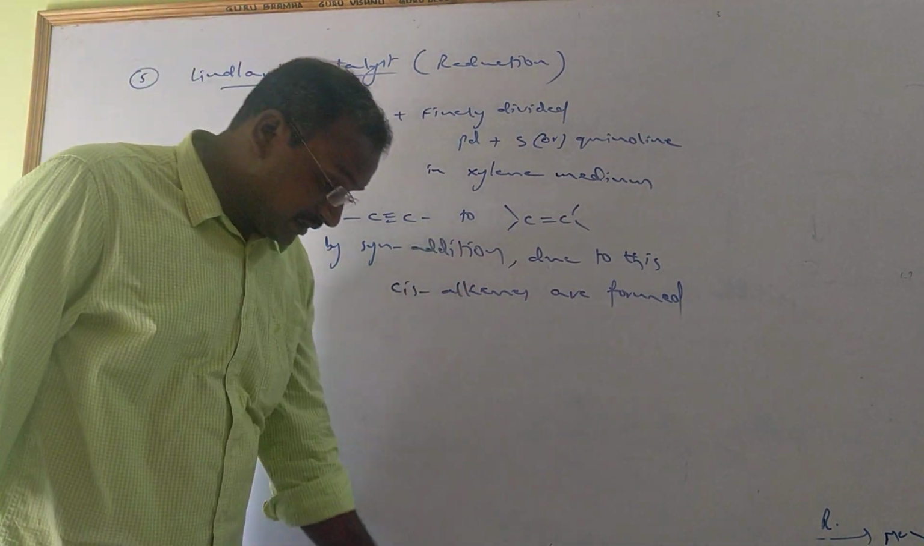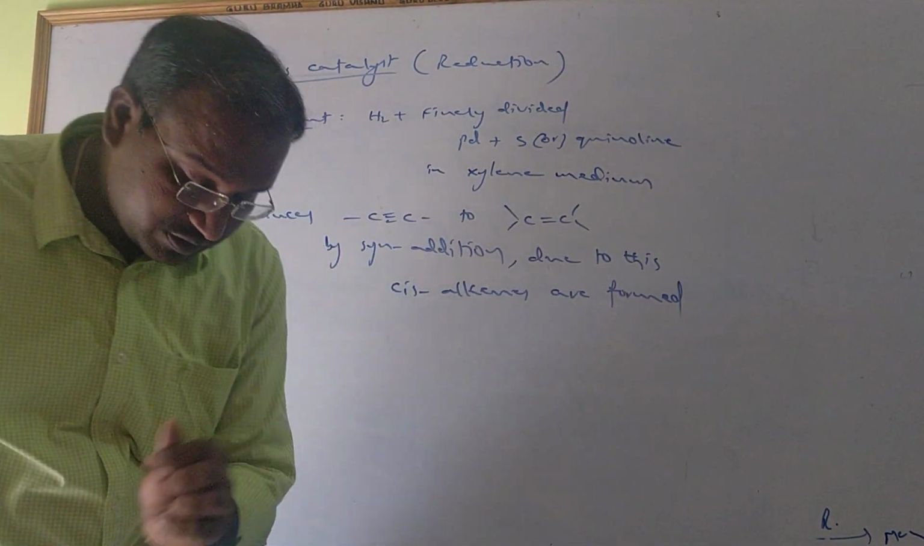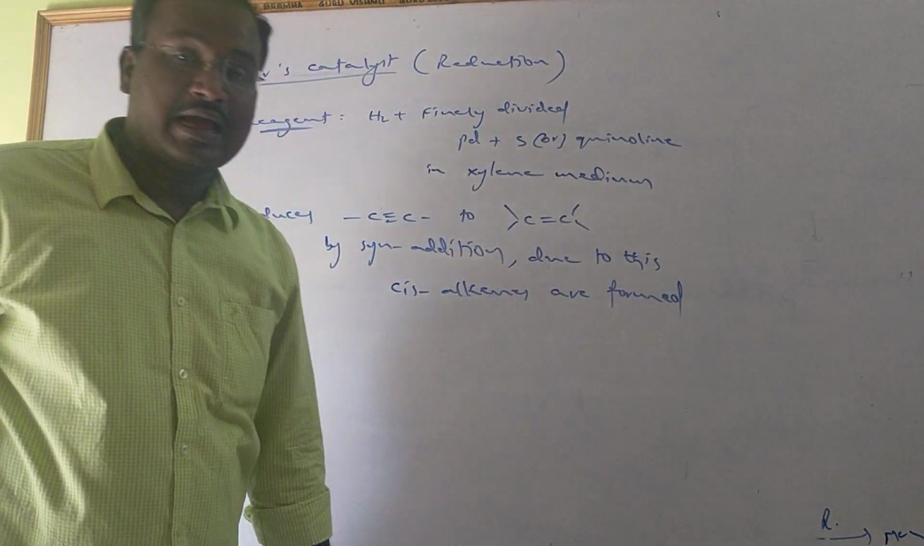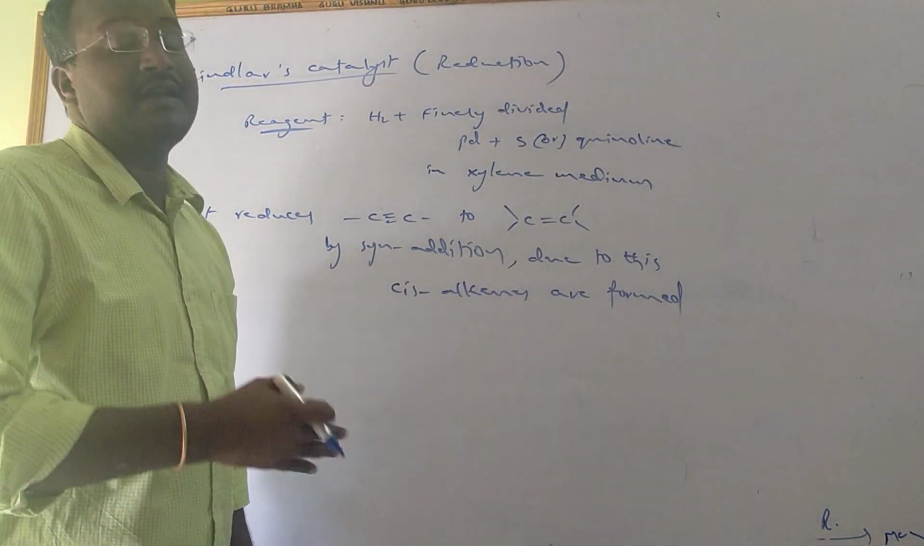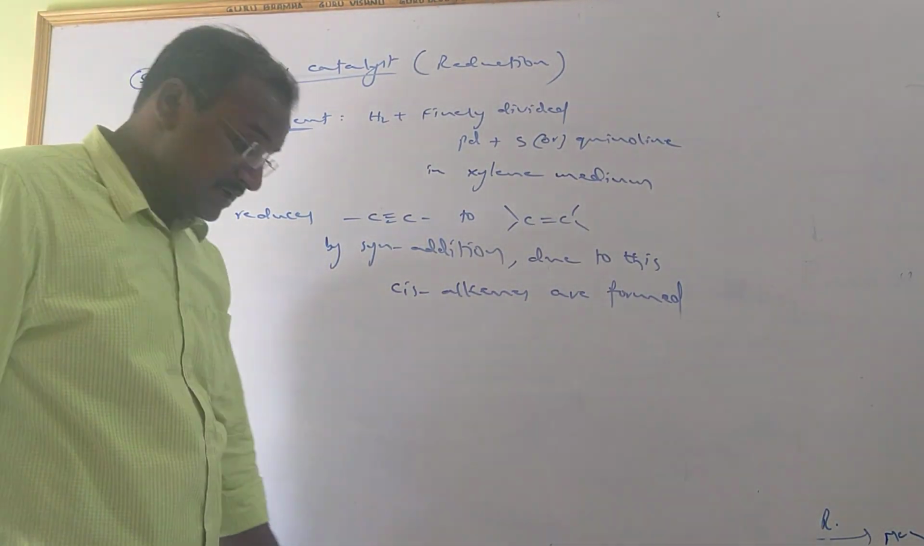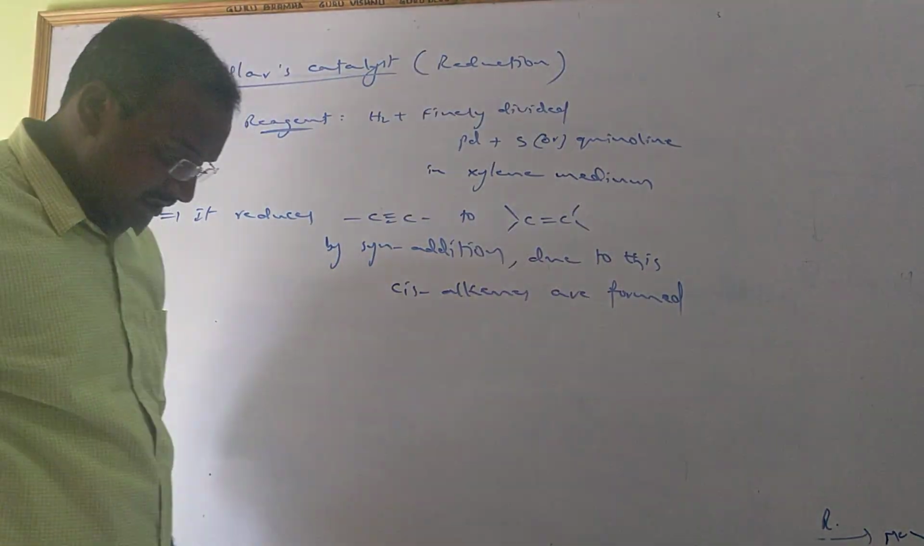In the case of Birch reduction, sodium in the presence of liquid ammonia, anti-addition takes place and it gives trans alkenes. But here, syn addition takes place.